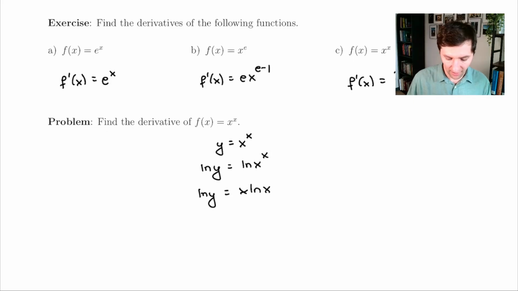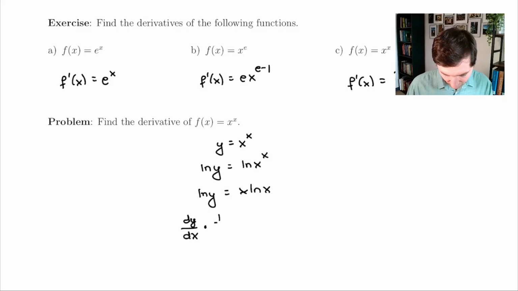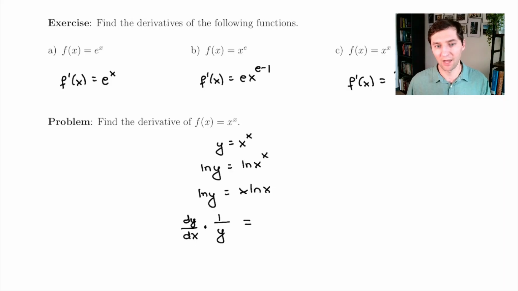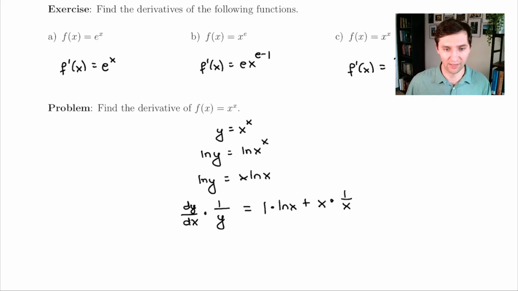On the left side, I use the chain rule. Y is a function of x and ln of y is the outside function. So I get the derivative of the inside, dy dx, times the derivative of ln with the inside function plugged in. On the right side, to take the derivative with respect to x, I will use the product rule because I have a multiplication of two functions here. The derivative of the first function is 1. I multiply it by the second function, and I add to it the first function multiplied by the derivative of the second function. Second function was ln of x, the derivative is 1 over x.